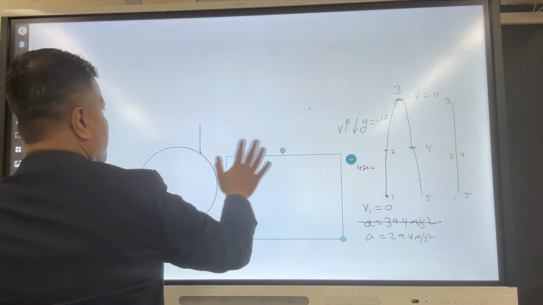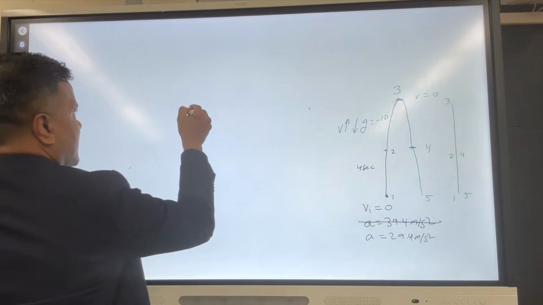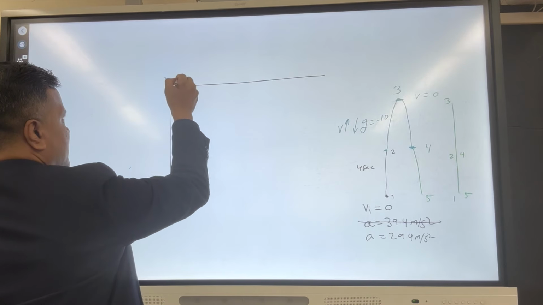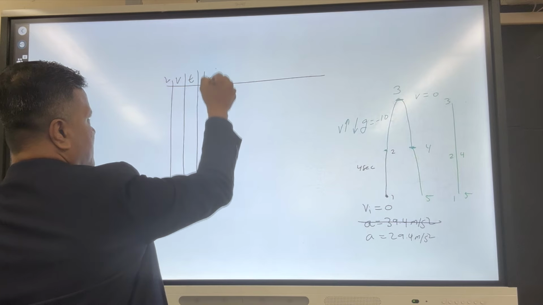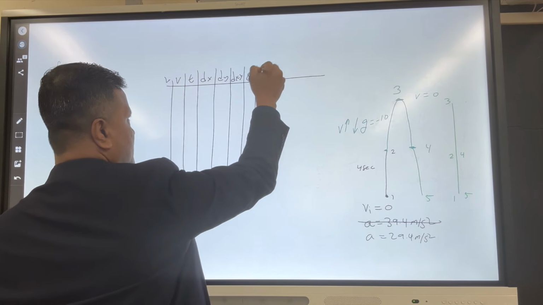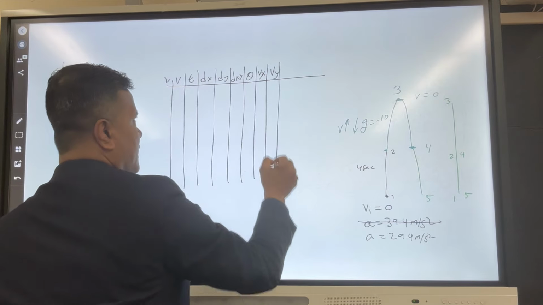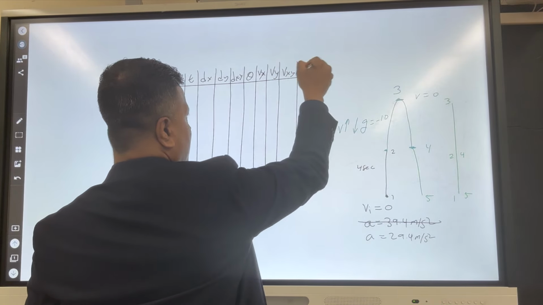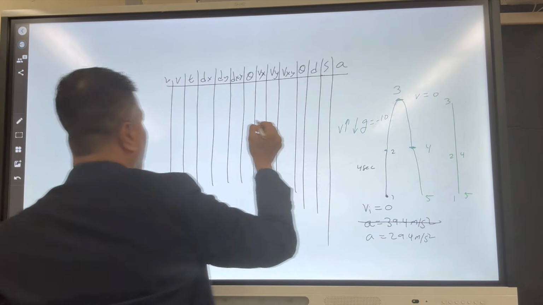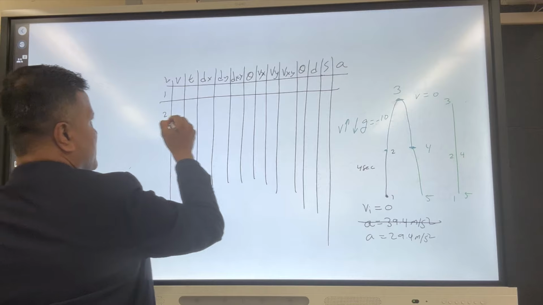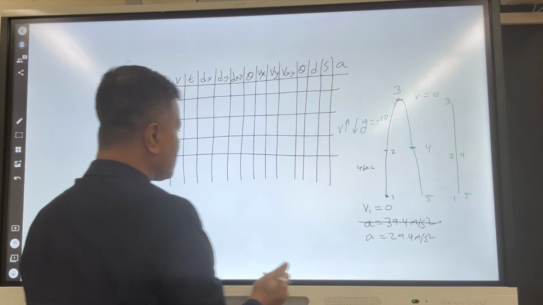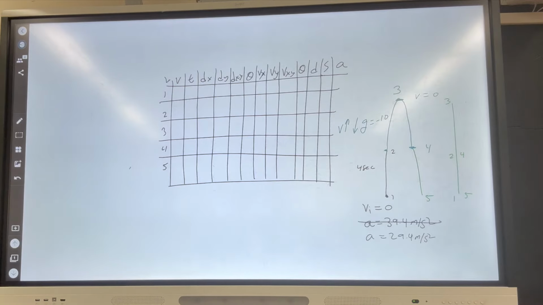I'm going to create a table right now to put all the information. But you have to use the table very carefully. Why is that? Because otherwise the table would be misleading. The columns are time, dx, dy, dxy, theta, vx, vy, vxy, theta, distance, speed, acceleration, and rows for location 1, location 2, location 3, location 4, and location 5, and that's it. Make sure I have the calculator ready, which I do.